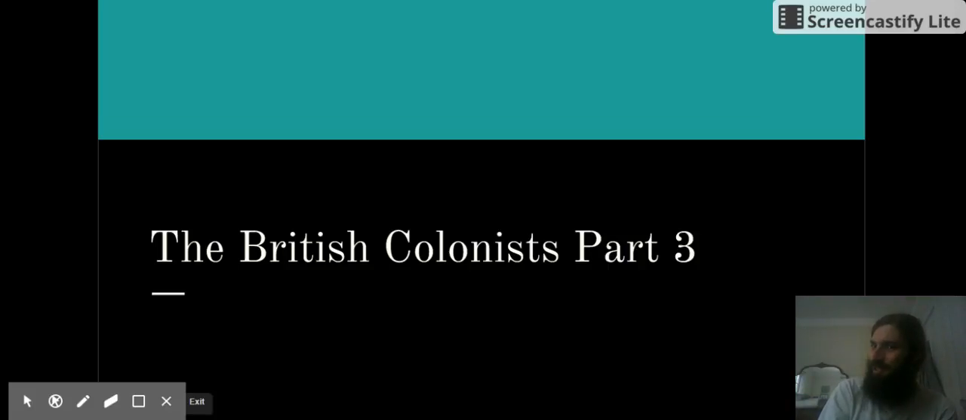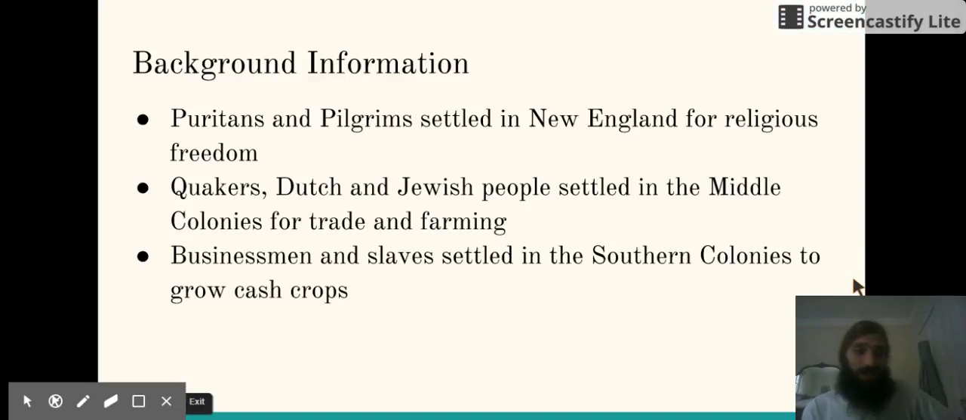Today you're going to be learning about the British colonists, but not just from me. You're also going to be learning from maps, graphs, texts, and other documents. So we're going to learn how to get information from maps and graphs and texts. But first, let's go over some of our background information. This is stuff we need to know.